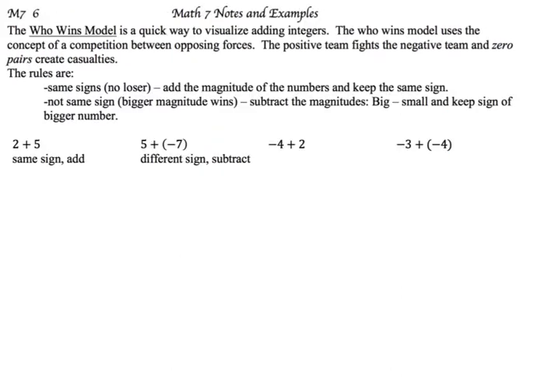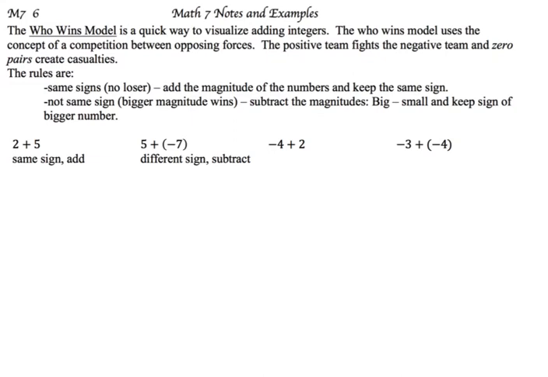Okay, the third model, and probably the most used one because you can do it in your head, is the who wins model. It's a quick way to visualize adding integers. The who wins model uses the concept of a competition between opposing forces. The positive team fights the negative team, and zero pairs create casualties.